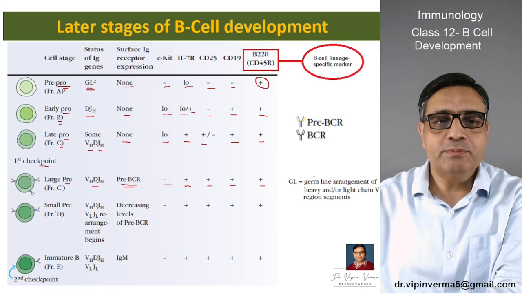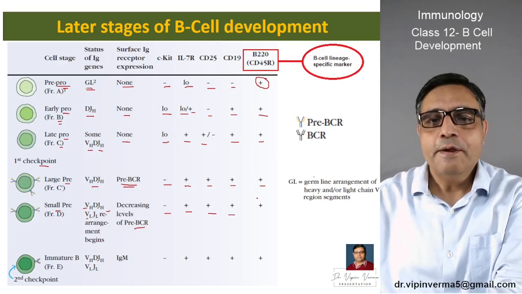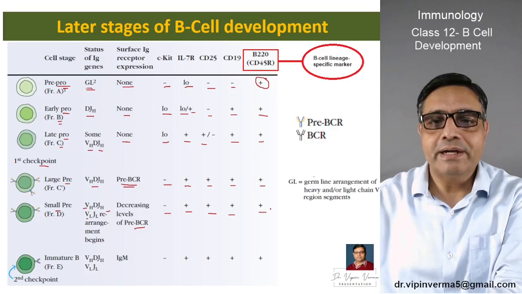Now it moves to the small pre-B cell, right? Here we have the V heavy and DJ heavy chain, and V light and J light rearrangement begins here, with decreasing levels of pre-BCR on the surface. c-KIT is absent, IL-7R is positive, CD25 is positive, CD19 is positive, and B220 or CD45R is positive.